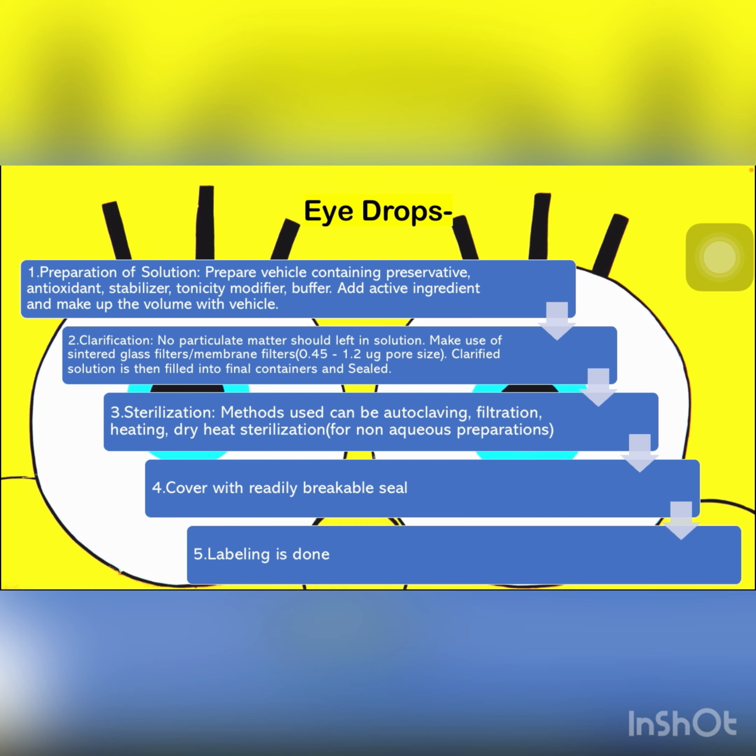Second is the clarification process. In this, no particulate matter should be left in the solution. So we have to make use of sintered glass filters or membrane filters, 0.45 to 1.2 micrometer pore size. Clarified solution is then filled into final containers and sealed. Third process is sterilization. Methods used for sterilization can include autoclaving, filtration, heating, dry heat sterilization, especially for non-aqueous preparations. Fourth step is covering them with readily breakable seal, and fifth, at the last, labeling is done.